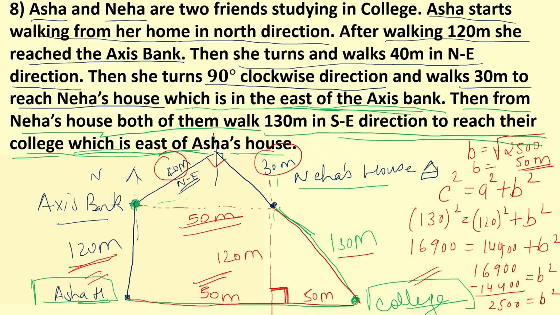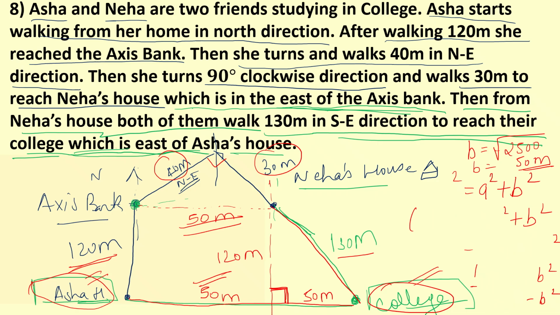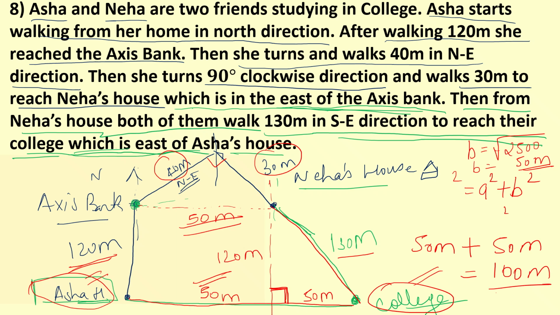So what is the distance they have asked between Asha's house and college? It will be 100 meter. Okay, it will be 100 meter. Hope you got this. So it will be 50 meter plus this 50 meter which you got from Pythagoras theorem. So total will be 100 meter. Understood?